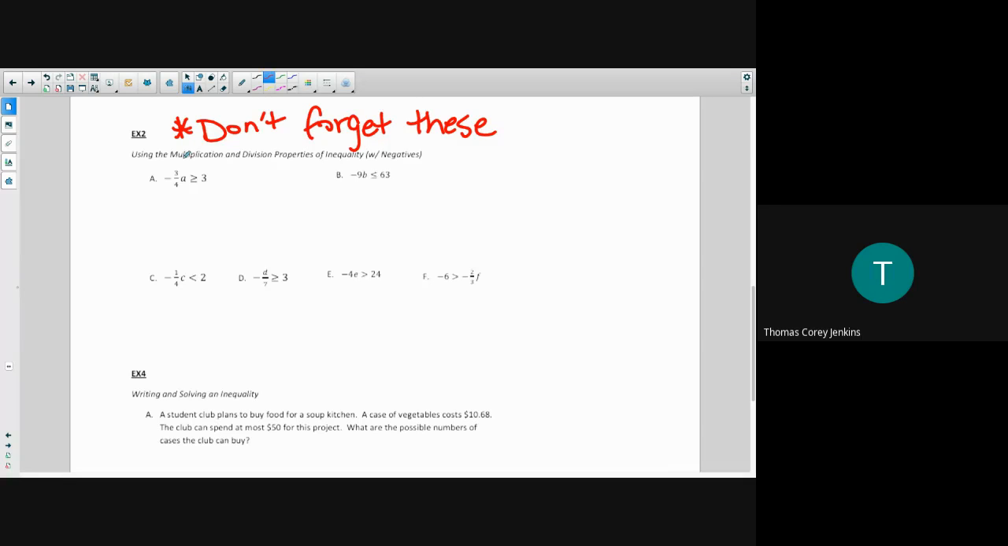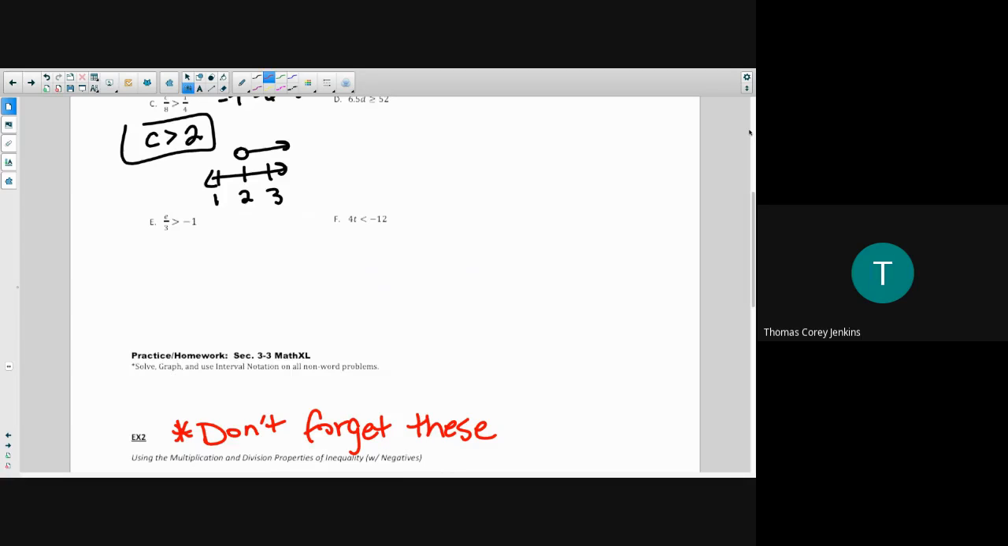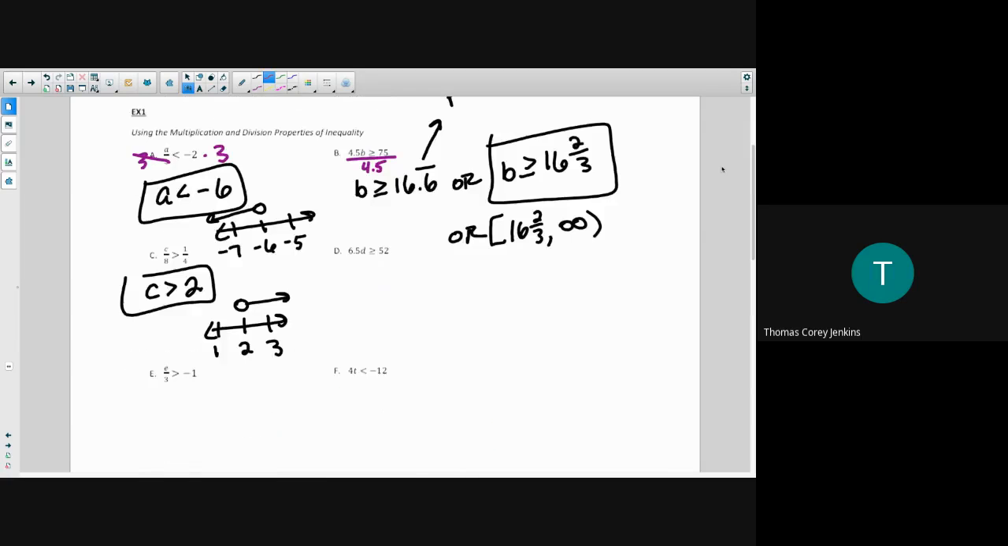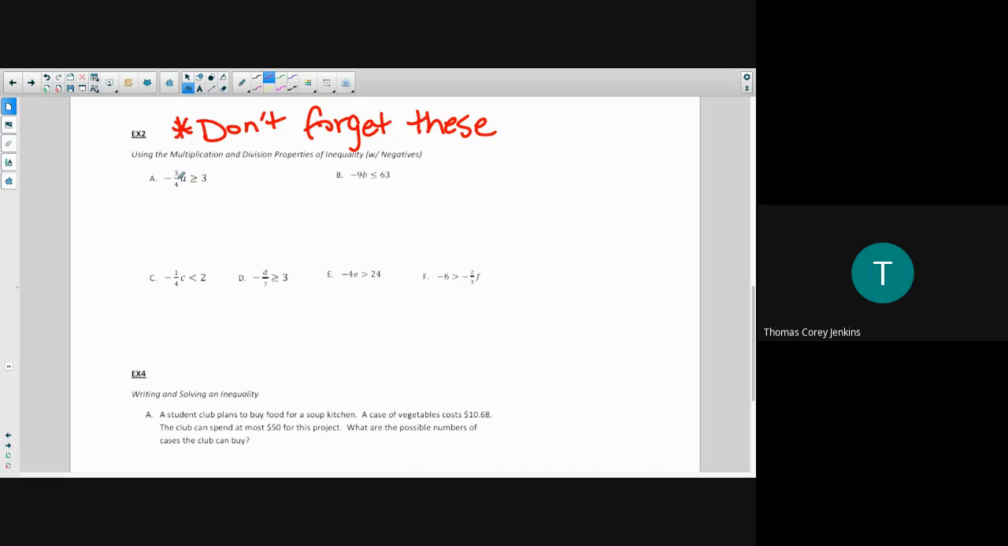So using the multiplication and division properties with negatives, right? We had some negatives over there. Or sorry, up there on our last examples, like I did A and didn't say anything about it. So this is just specifically when there's a negative involved with the variable. When your variable is multiplied by a negative, or when it's divided by a negative. Okay, so either one of those.